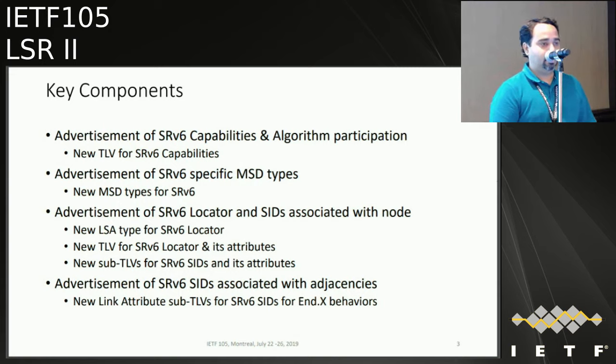Now, for advertisement of the SRv6 locator and SIDs associated with the node, a new LSA type is being introduced for the SRv6 locator. And under that new LSA type, we'll have the locator and the other SIDs being advertised. We'll go into the details of that. And then for the SRv6 SIDs associated with adjacencies, we have new TLVs under the links, basically new link attributes TLVs.